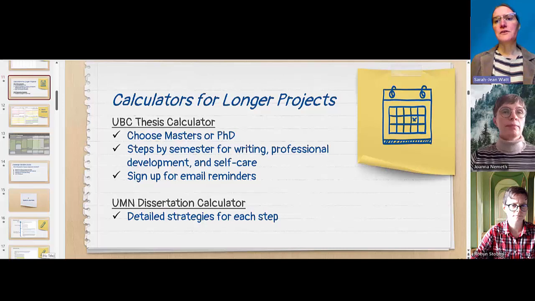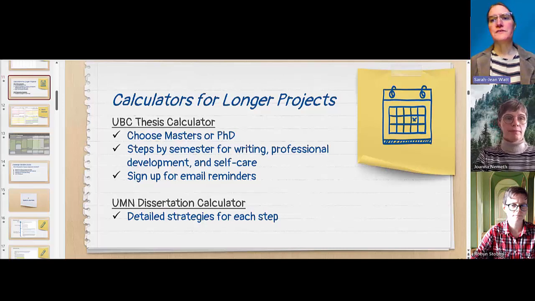At the graduate level, you may also want to try the University of Minnesota's dissertation calculator. It gives very detailed strategies for each step. Steps include developing research methodology, reviewing the literature, analyzing data, and writing. Like the SFU calculator that we discussed at the beginning, each step is broken down by percentage time to spend, accompanied by a due date for each step.